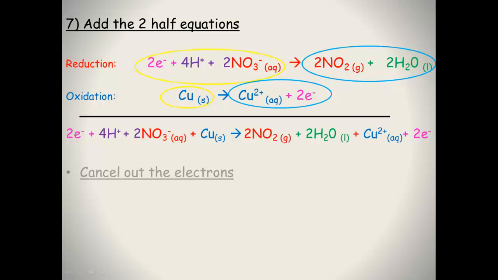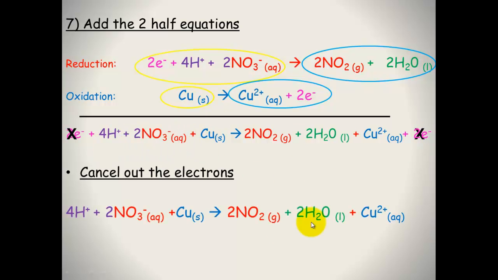Okay, last step is to cancel out the electrons. I've got 2 electrons on this side and 2 electrons on this side. So I just need to cancel those out, and again just copy down what's left of the equation. And that's your final equation. What you can also do at this point, sometimes you'll have water on both sides or hydrogen ions on both sides, and you can cancel those out as well. But you'll see that when you do that in a few other examples. So that's pretty much all there is to it.